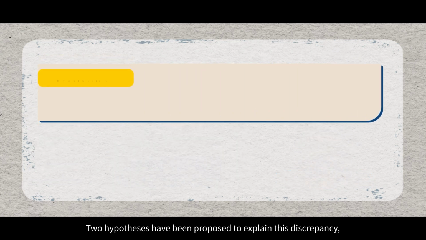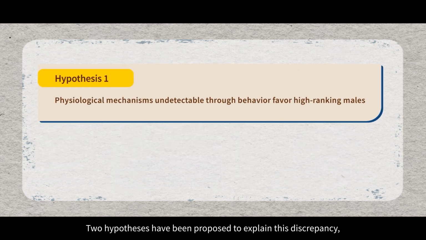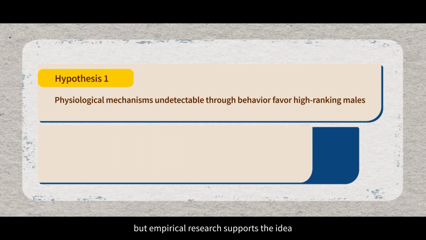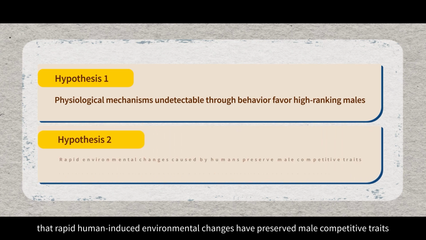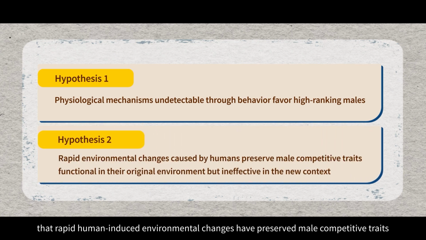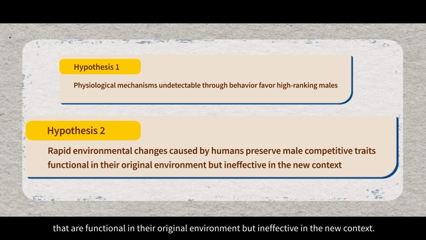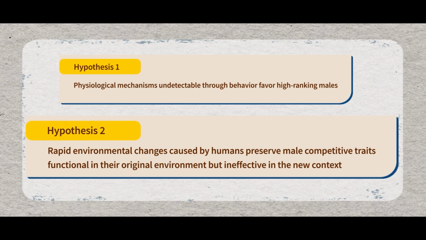Two hypotheses have been proposed to explain this discrepancy, but empirical research supports the idea that rapid human-induced environmental changes have preserved male competitive traits that are functional in their original environment but ineffective in the new context.